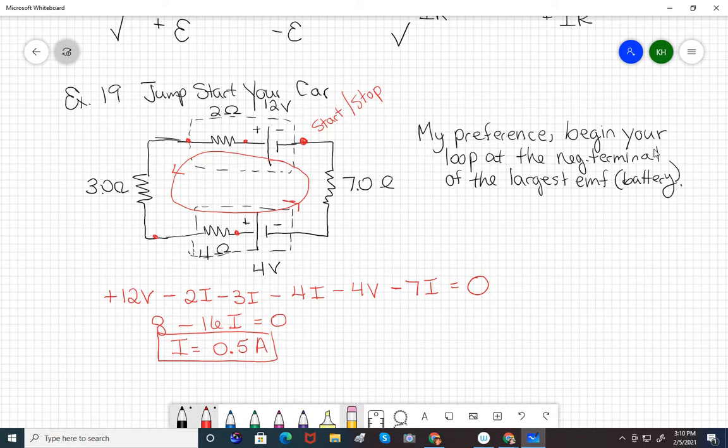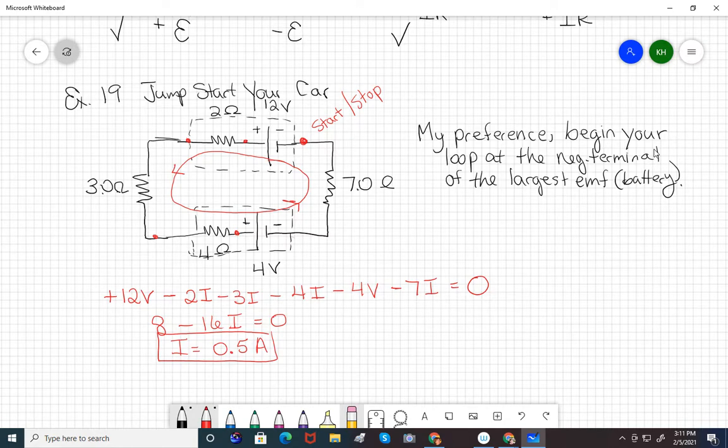We can talk our way through. We start here, we're at 0 volts. We gain 12 volts. At a half an amp, when we do IR, we lose 1, so now we're at 11. We lose 1.5, so now we're at 10.5. We're going to lose 2, so now we're at 8.5. We're going to lose 4, so now we're at 4.5.